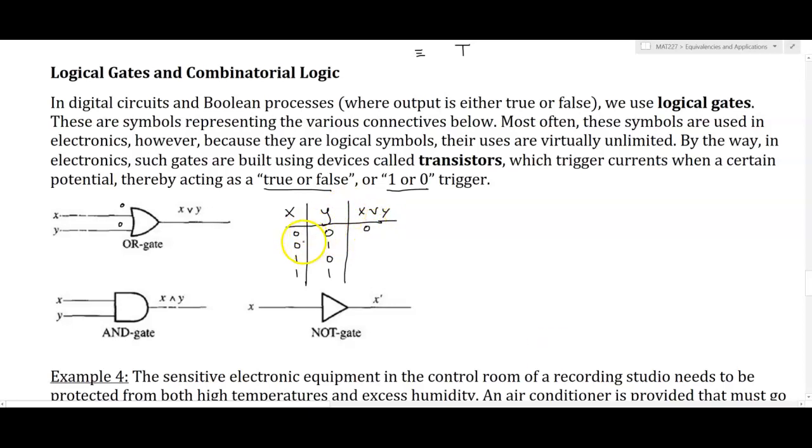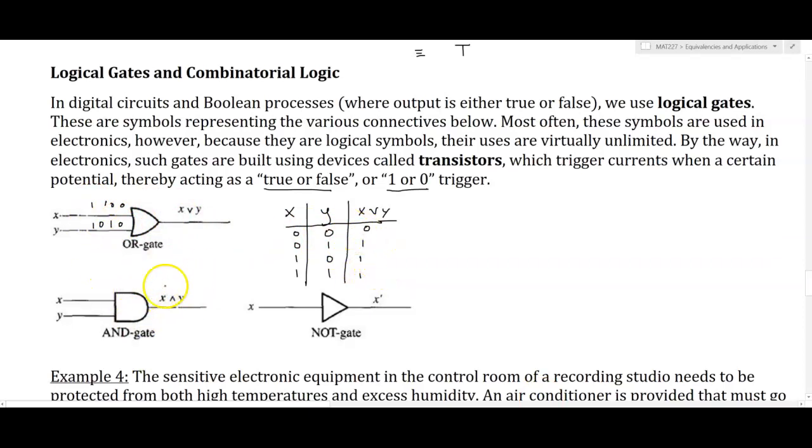That's a false. And if any one of the inputs is a 1, if I had a 0 here and a 1 here, then that's going to output a 1. If I have a 1 here but a 0 here, it's an OR gate, so it'll output a 1. If both of these are a 1, it's an OR gate, so it'll output a 1 as well.